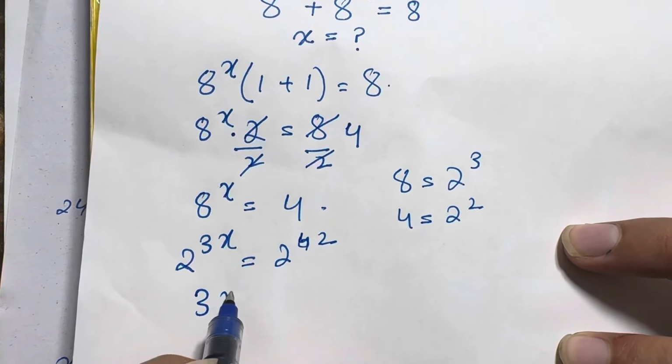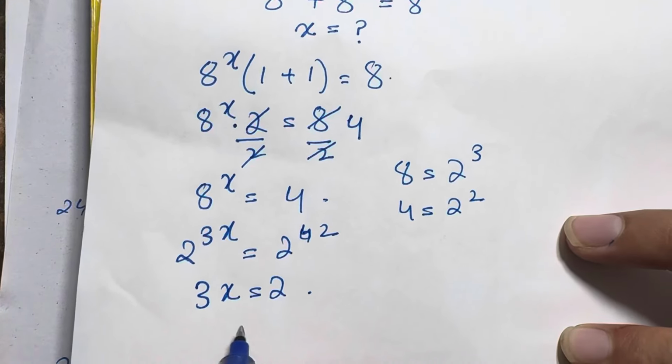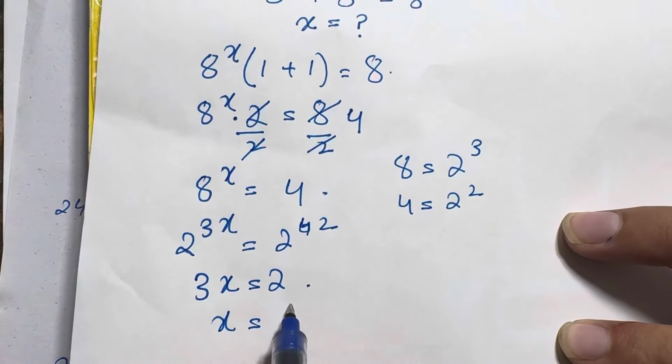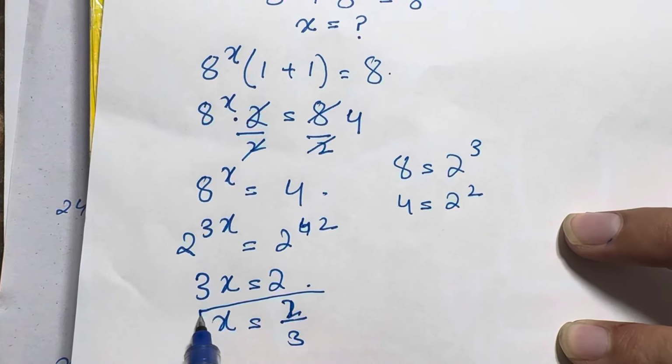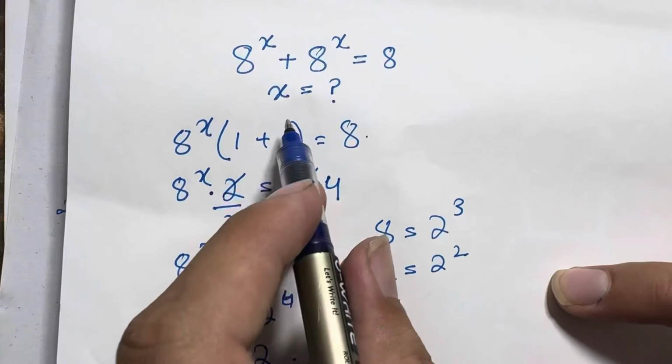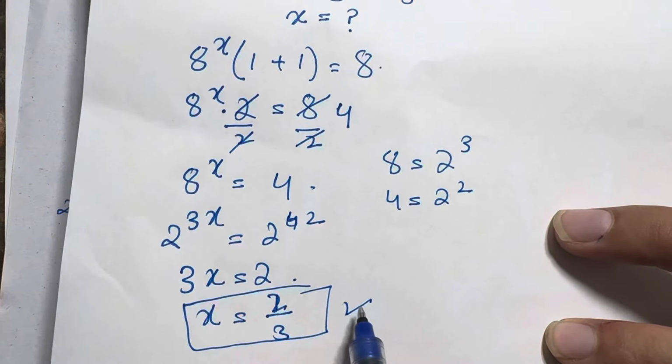When the bases are same, exponents will be equated. So 3 power x equal to 2. So x will become equal to 2 divided by 3, the value of x. So the value of x is 2 divided by 3. This is the right answer.